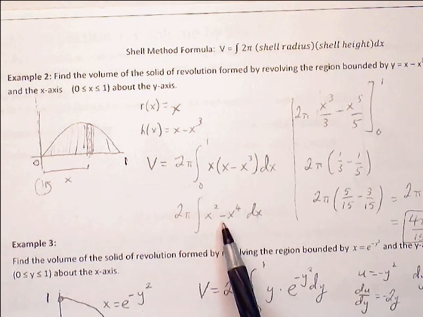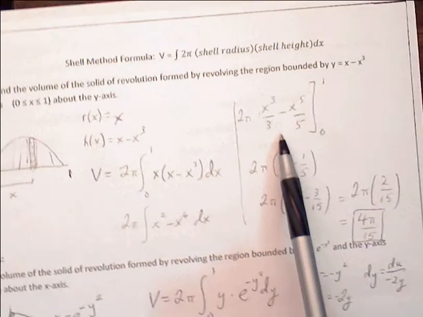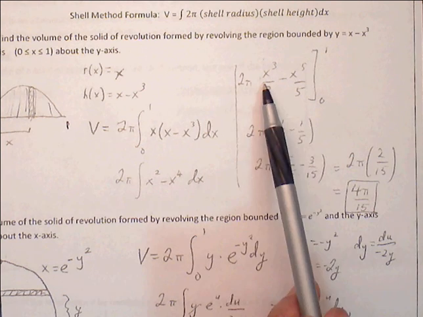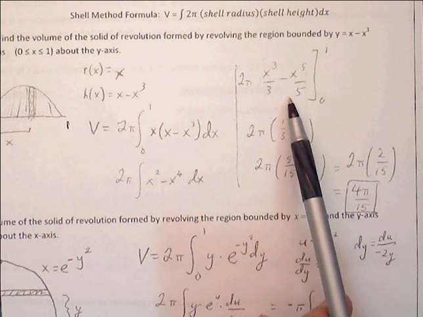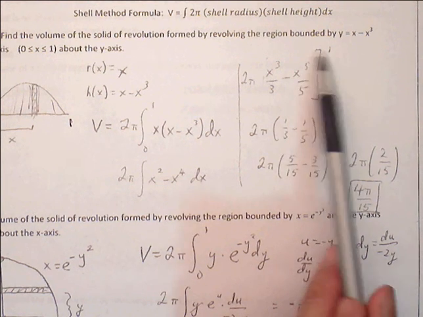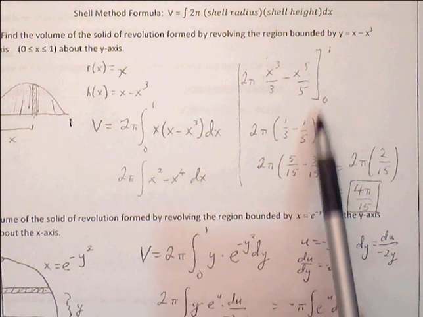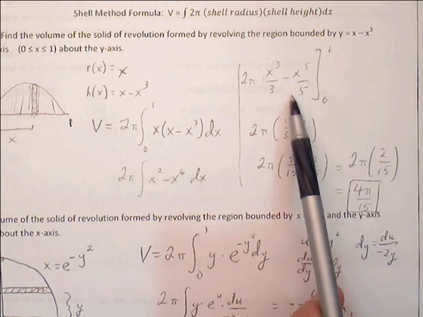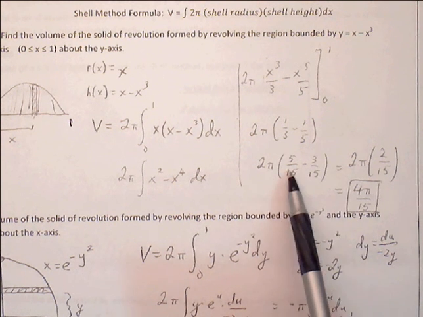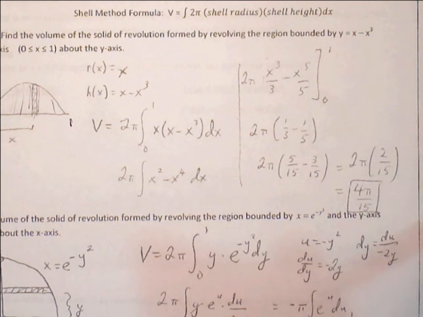Distribute the x through. Evaluate using power rule. X squared becomes x cubed over 3. X to the 4th becomes x to the 5th over 5. And then we plug in the upper bound, subtract the lower bound. The 0 will give us 0, so I just left that out. Distribute the 2 pi through, and we get 2 pi times 2 over 15, which gives us 4 pi over 15.